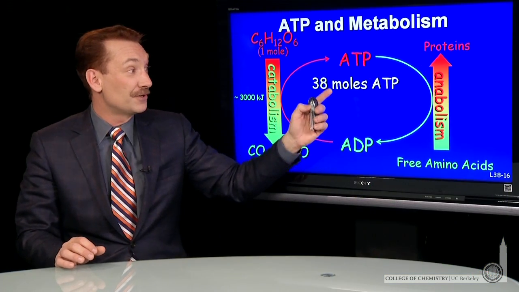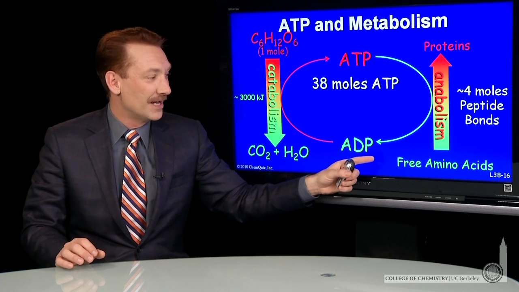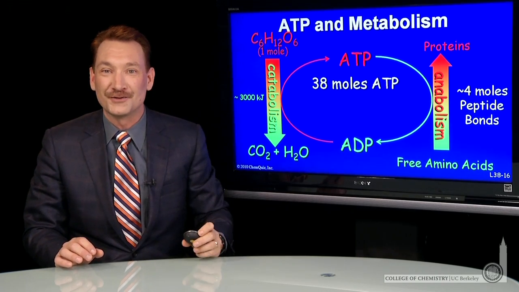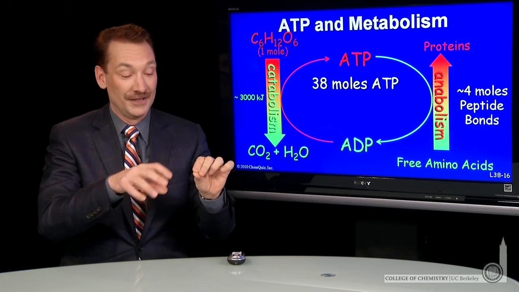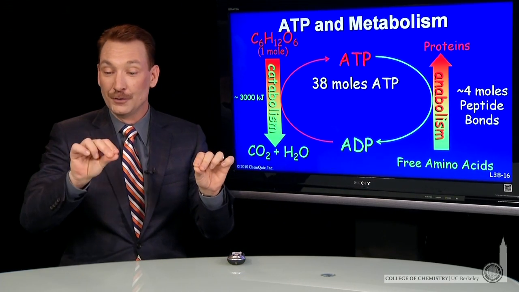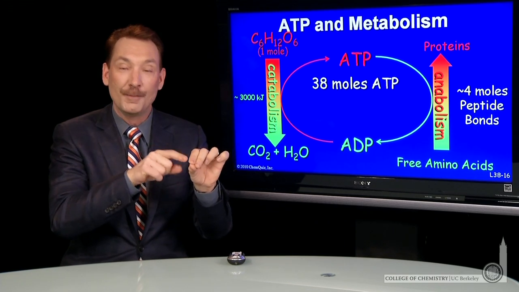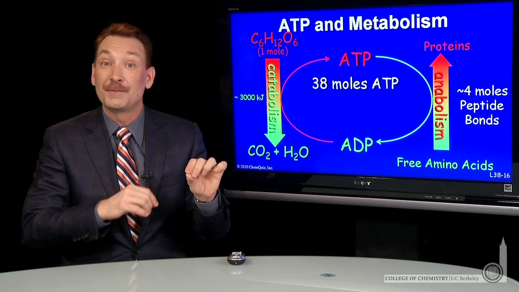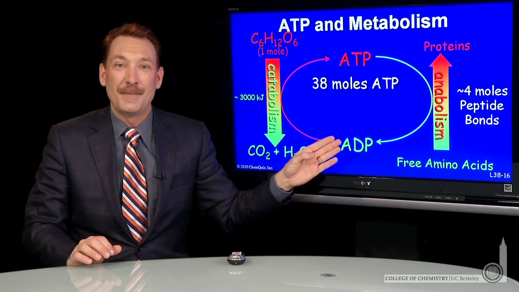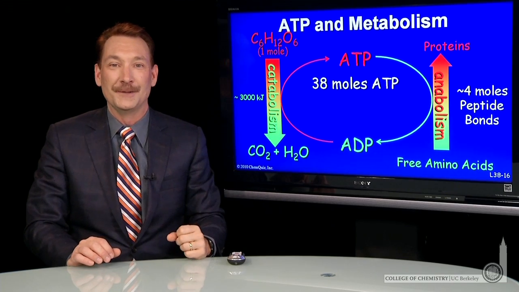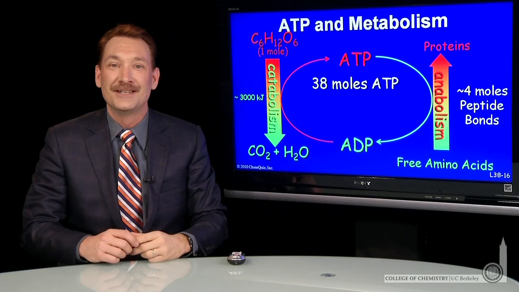For protein synthesis, it turns out that about 4 moles of ATP are hydrolyzed for every peptide bond that's formed. Now, the peptide bond is the bond between the amino acids. So as you build up a protein, you add amino acids. For each amino acid you add, you need to form a peptide bond, and for each peptide bond you form, you hydrolyze about 4 moles of ATP. So that's an overall accounting of how energy is used in your cells.